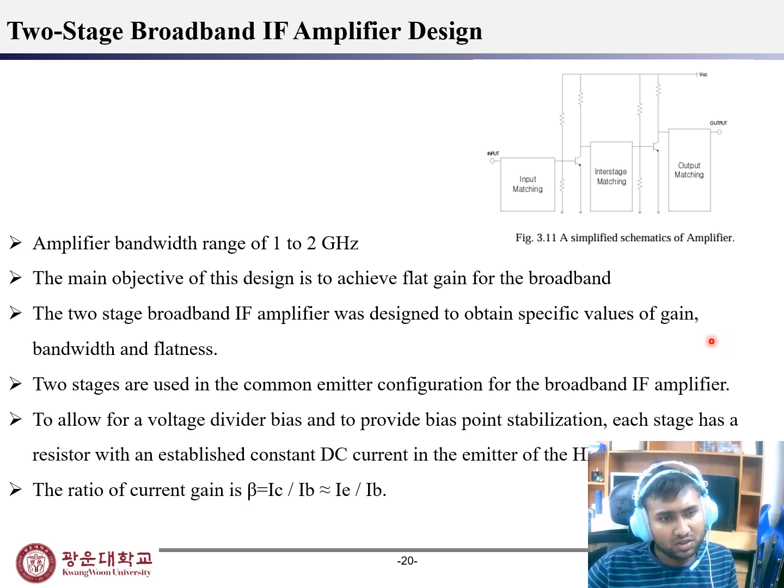Stages are used in common emitter configuration for the broadband IF amplifier to allow for a voltage divider bias to provide bias point stabilization. Each stage has a resistor that establishes constant DC current in the emitter. The current gain is the beta factor, equal to collector current divided by base current, approximately emitter current divided by base current.